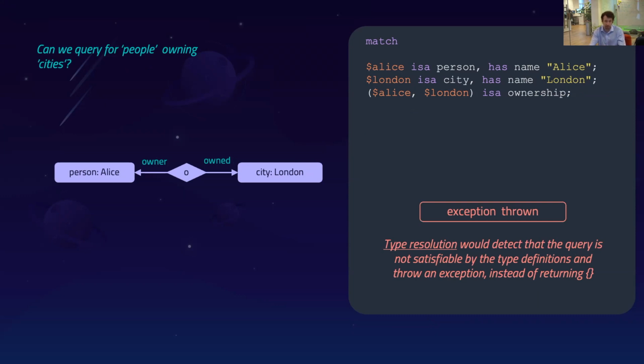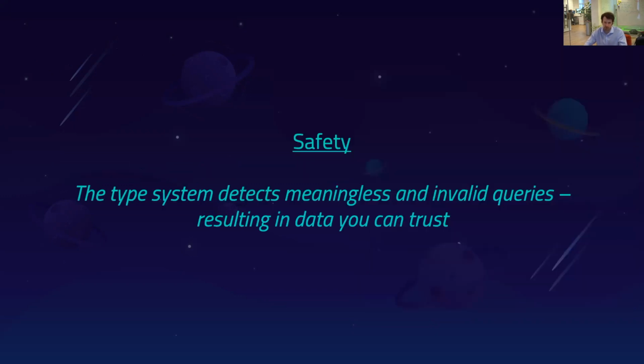And this is very important because if you've got a very long query, a complex query that touches a lot of types, it's going to be a pain to debug that if you're not being returned the data that you're expecting. So that's why TypeDB has a check whether the query that you're asking, this is not during insert, this is during a match query, whether that match query actually adheres to the schema. So you know that the type system detects meaningless and invalid queries, resulting in data that you can trust.